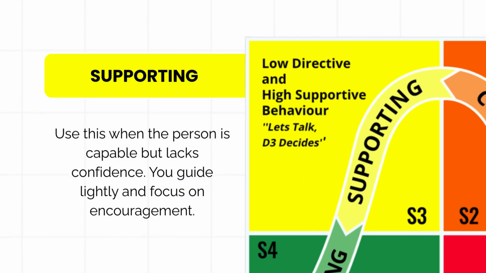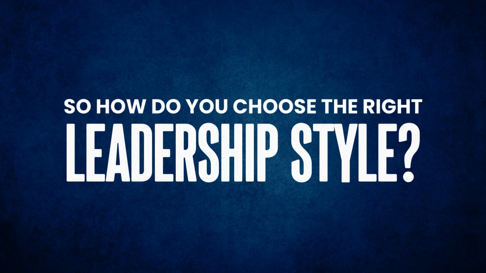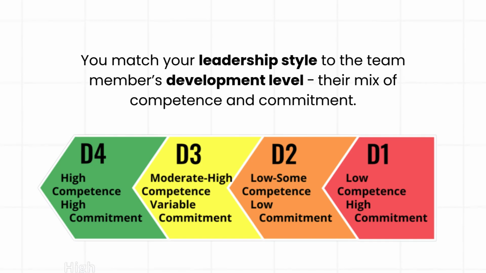The supporting style is when the person has the knowledge, but perhaps lacks the confidence. And this is when you would need to guide them lightly and focus more on encouragement. And the delegating style is when somebody has full confidence, full competence, and you fully trust them to work independently. So how do you choose which style to use easiest? Well, you need to match your leadership style to the team members' development level, their mix of competence and commitment.